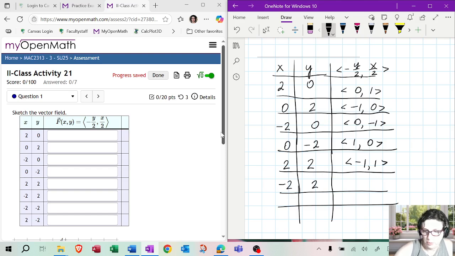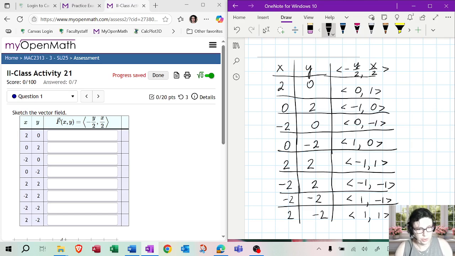Negative 2, positive 2. Now you have to be careful with the sign. x is negative, y is positive. If y is 2, that's actually going to become negative 1. And then x is negative 2, so that would also be negative 1. Negative 2, negative 2. How many negatives are there? There is 1, and then x over 2 becomes negative 1. Finally, the last one is 2, negative 2. y is negative 2, so negative 2 divided by negative 2 is positive 1, and then x is 2, so we got 1, 1.